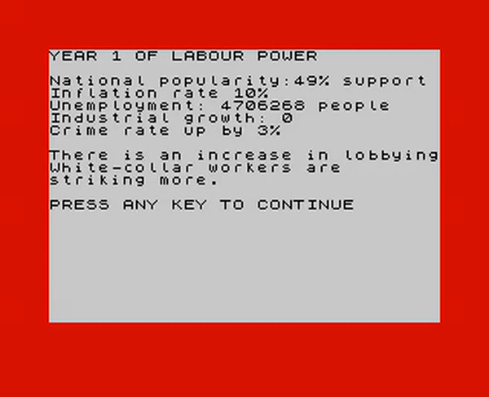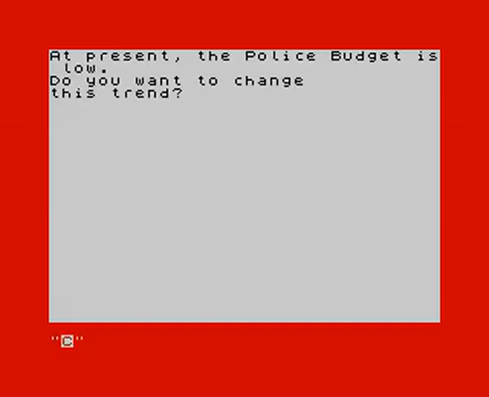The upper classes don't like me. The upper classes can naff off. And the middle classes are striking more. Whatever. We're going to keep the red flag flying here. Unemployment is high, no industrial growth, crime rate is up. Police budget is low, that's fine. They keep oppressing the workers. Defence budget is low, let's keep it low.